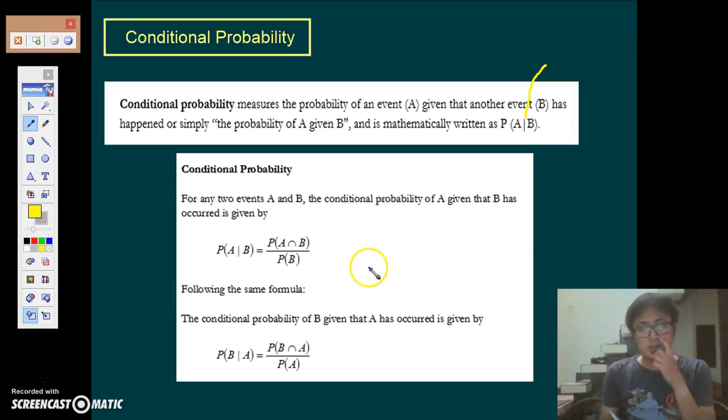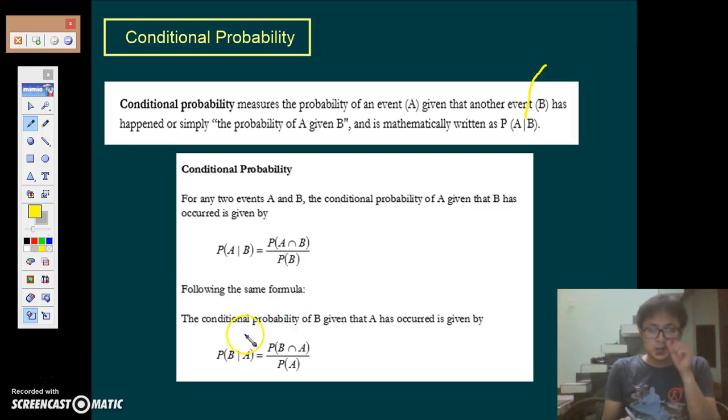Now, for any two events A and B, the conditional probability of A given that B has occurred is given by P of A given B equals the probability of the intersection of the two events over the probability of B. Now, if we want to reverse it, following the same formula, the conditional probability of B given that A has occurred or happened. So this time it's P of B given A equals P of the intersection of B and A over P of A.